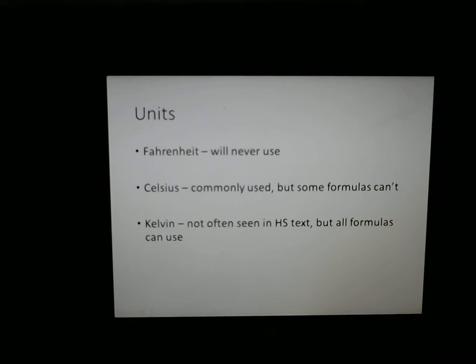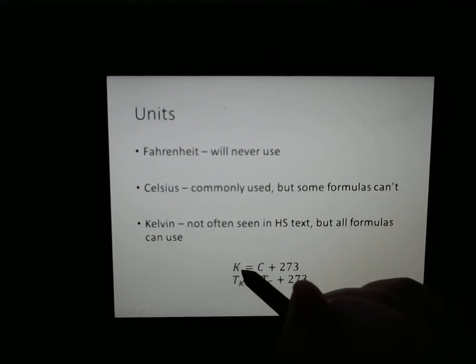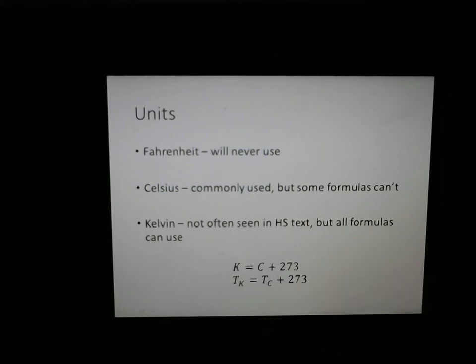Now, how do we convert between the two? We can convert Celsius to Kelvin by adding 273. So that's what I've written here at the top. K, Kelvin, equals Celsius plus 273. The way it's written in your formula booklet looks like this: T subscript K equals T subscript C plus 273. So if you forget what the conversion factor is, it's there in the formula booklet. You'll have that for both the data test and the final year exam.